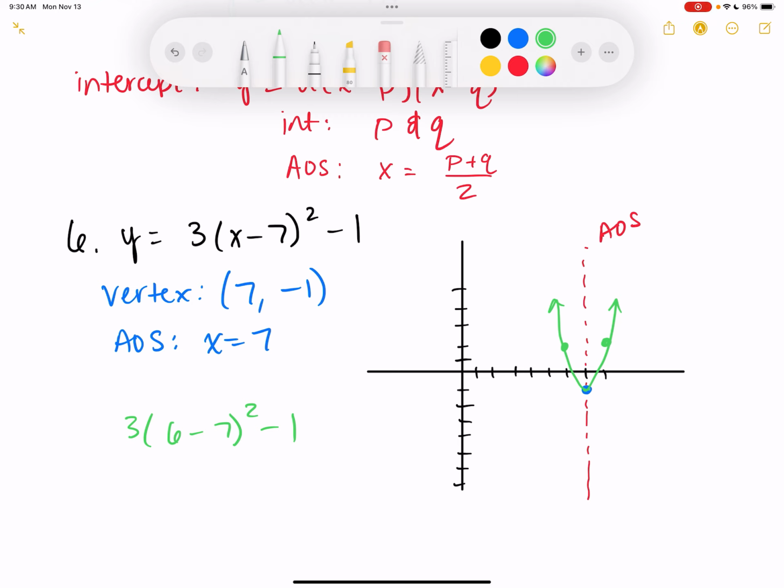How'd you get 2? Because at 6, 6 minus 7 is negative 1, squared is 1, times 3 is 3, minus 1 is 2.